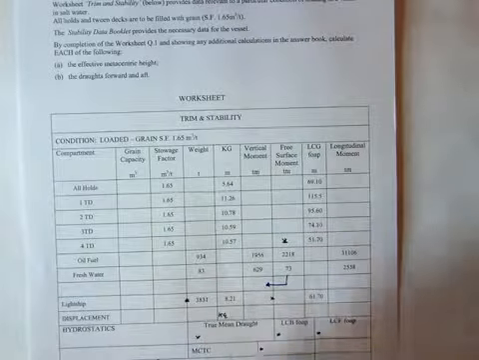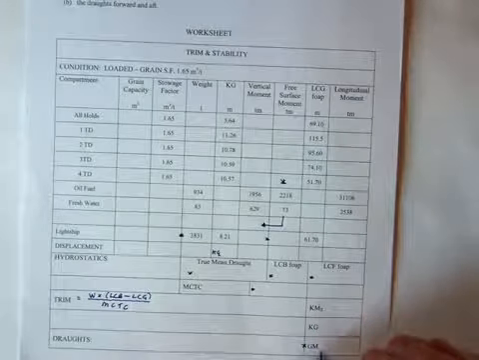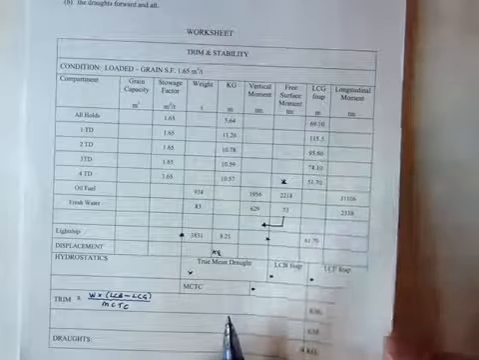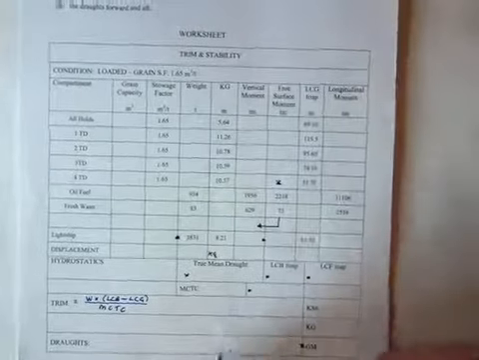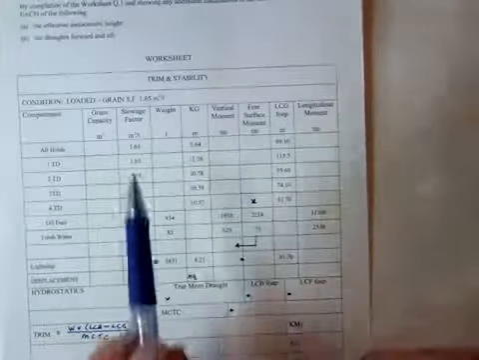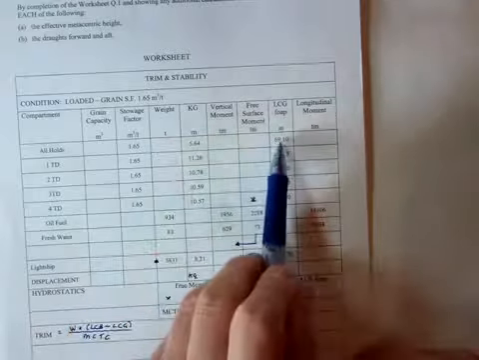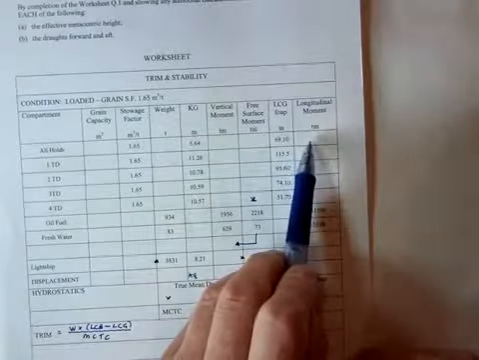Once you've got the KG, you can put it in the column here, look up the KM from the tables, and that will give you the GM of the vessel. Then it asks for the drafts forward and aft. Well, the drafts forward and aft are the standard longitudinal problem. So in this instance, you have the weight that you've loaded times the LCG, which gives you the longitudinal moments.